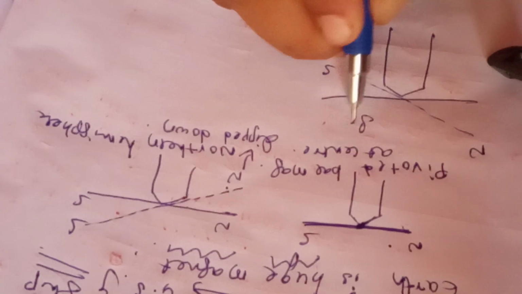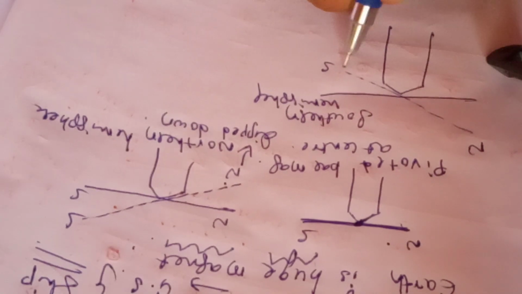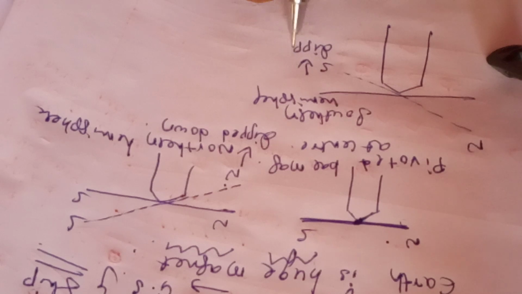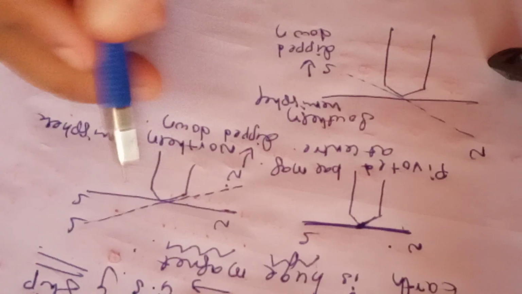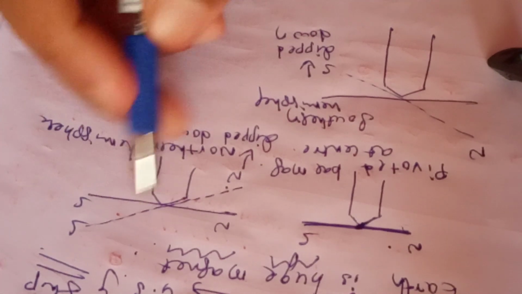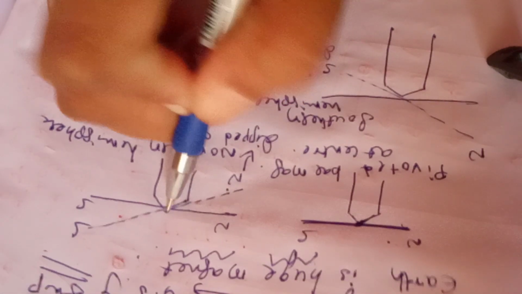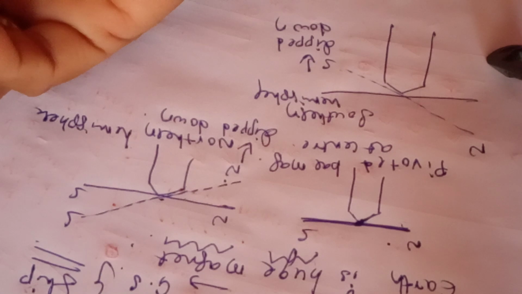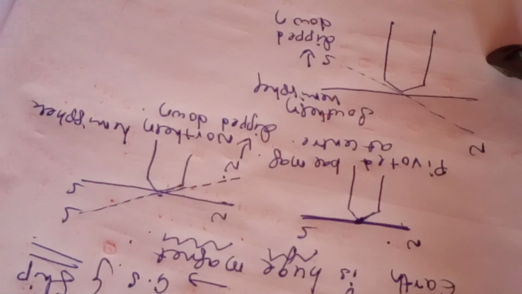And in southern hemisphere, the south pole has dipped down. Means they find the deflection in the magnetic needle. Sorry, not the bar magnet, magnetic needle. They find the deflection in magnetic needle. So this deflection proves that magnetic field is present on the earth. So they said that earth itself is producing that magnetic field. So they said that earth itself is a huge magnet.